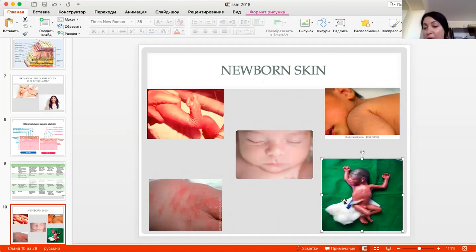You just will remember that a child in brighter pink skin, transparent skin, without any subcutaneous fat. So skin is the mirror of our health.